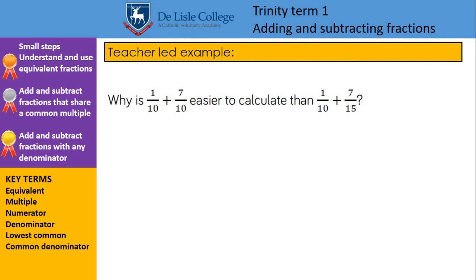We should know from last time that when we're adding fractions with a common denominator, which was 10 in the example on the left, it's very simple. We just add the numerators. 1 plus 7, we know that's 8 over 10.